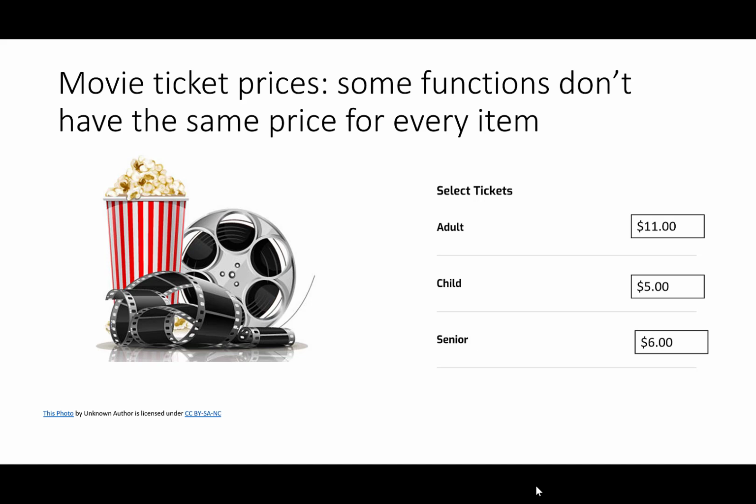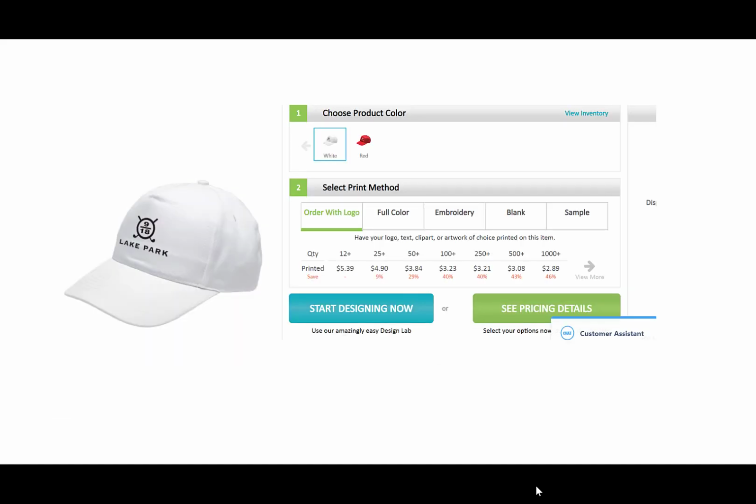Some functions don't have the same price for every item, like movie tickets. Think about when you go to the movies, a lot of times they give you the price based on kind of who you are. Are you an adult, are you a child, or are you a senior? You can see there's a different price based on who you are in this case. This can also happen when you go shopping, and there's different ways this can happen.